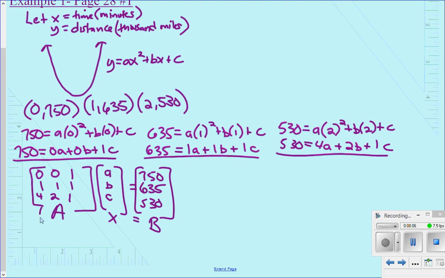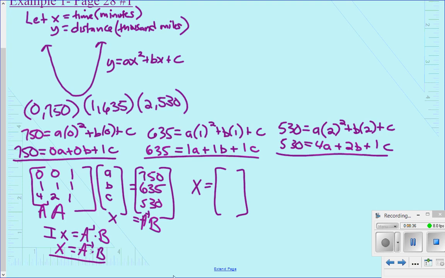So we know that we're going to multiply both sides of the equation by A inverse, which gives me I times X, and I times X is X. So X is A inverse times B. That's what you're going to figure out. So you're going to enter matrix A in your calculator, matrix B in your calculator, and then have the calculator figure out A inverse times B. And when you do that, you'll get matrix X. So take a moment, try that. So once you've done that, you should get 5, negative 120, and positive 750.